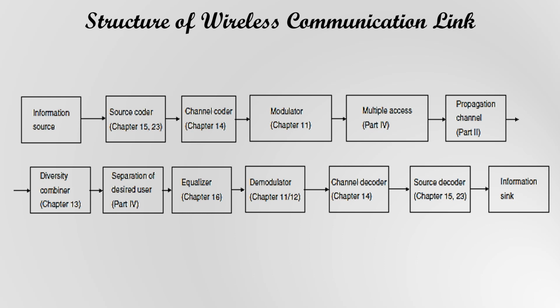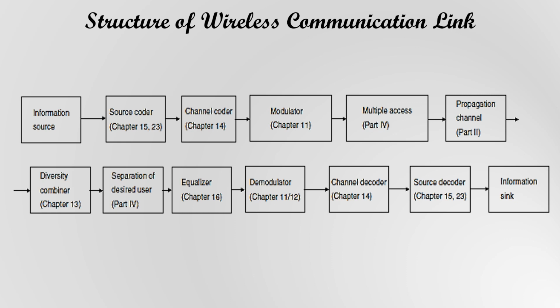So the first line represents the transmission link, and once the message is transmitted, it passes over a propagation channel. At the receiver side we have a diversity combiner, followed by the separation of the desired user, and then an equalizer, followed by a demodulator. Then the reverse process of channel coder, that is the channel decoder, and the reverse process of source coder, which is the source decoder, and finally the information sink, where the information will be reproduced. Can you see, the first line represents the transmitter, and the second line represents the receiver. This is the overall and very basic structure of a wireless communication link.